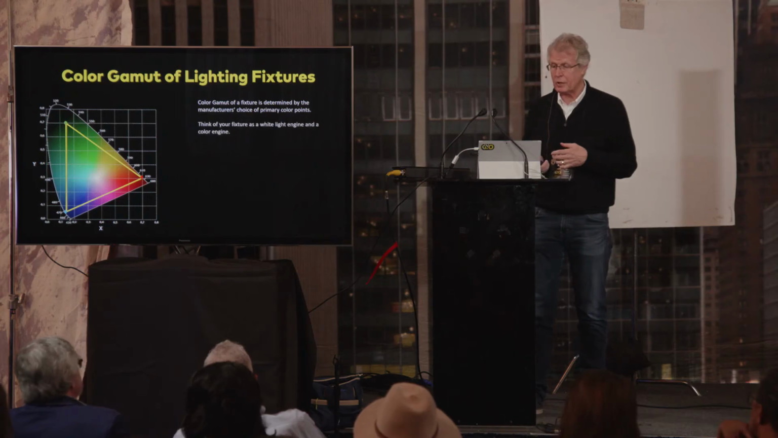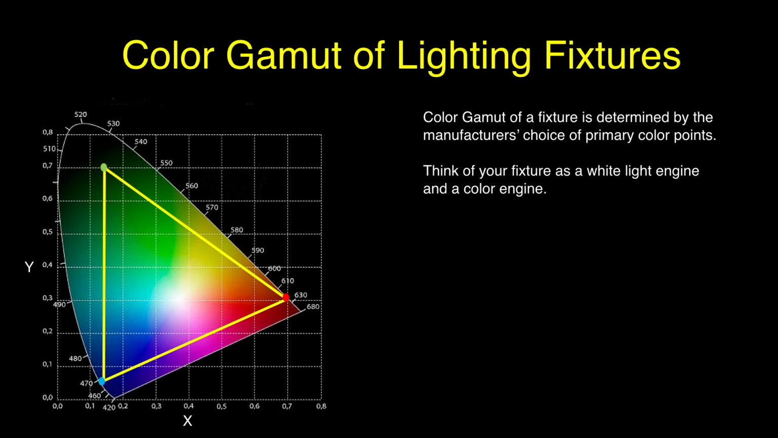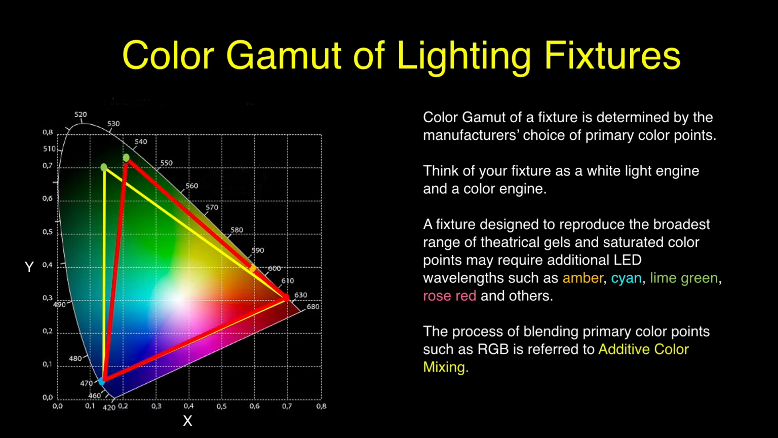Now, if I was a manufacturer and my goal would be to reproduce more colors outside of that spectrum, say gel colors, then I would add other LED elements that would help me expand that gamut. And so that would be possible, using additive color mixing, to try to reach out to some of those colors that possibly were not capable in a smaller gamut.